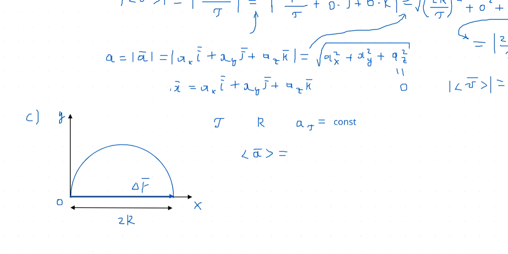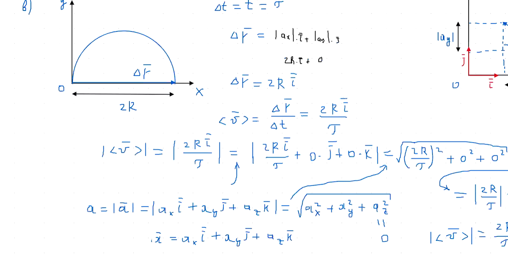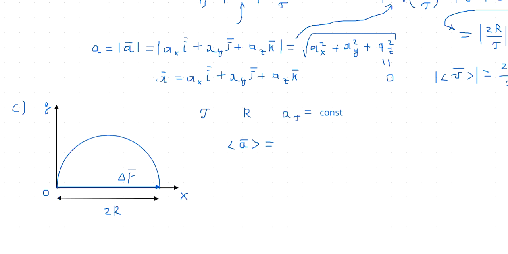Okay, and how can we write this? The formula will be similar to this. I will rewrite this here. As you can remember, for average velocity we used such a formula. And what about average acceleration?